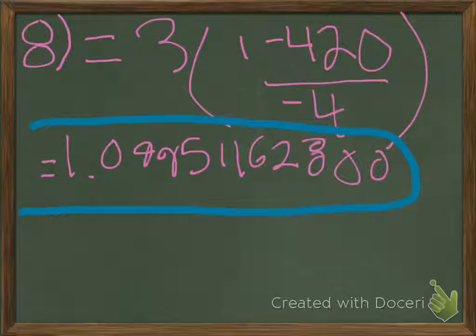Number 8. What is the sum of all 20 terms from question number 6? So what you do is you take the geometric series and you say S equals 3 parentheses 1 minus 4 to the 20 over 1 minus 4 end parentheses, and when you multiply and divide all this together, you should get n equals 1.09951162,800.